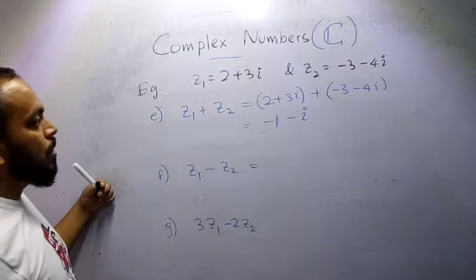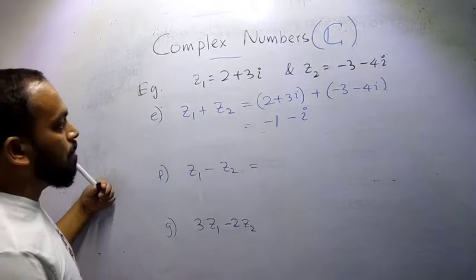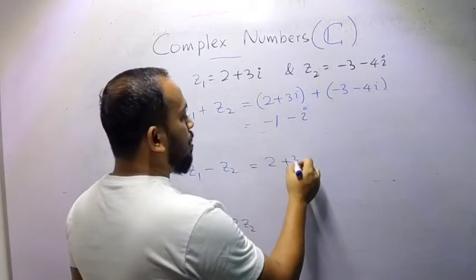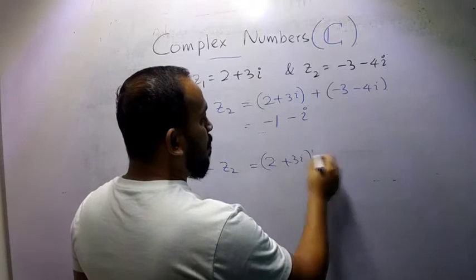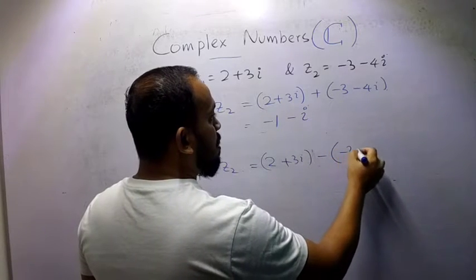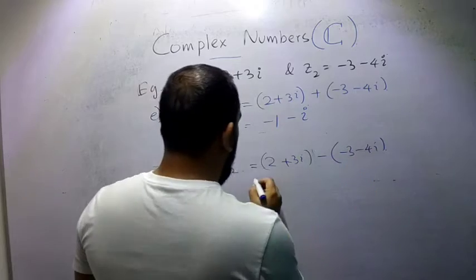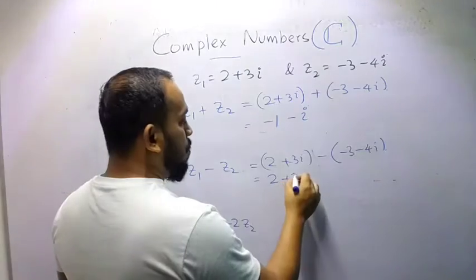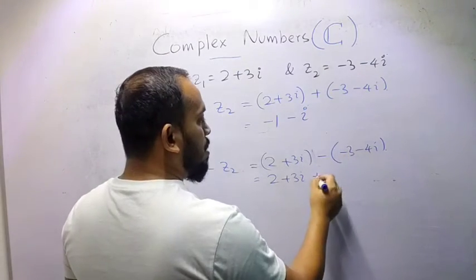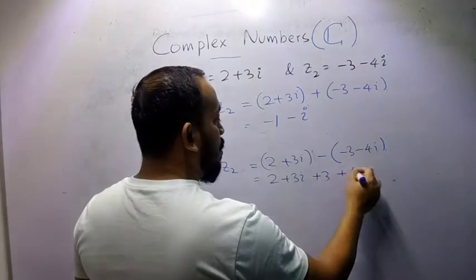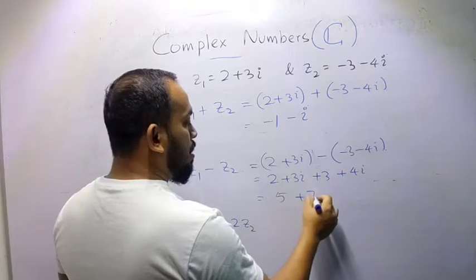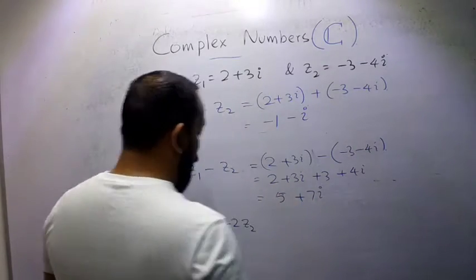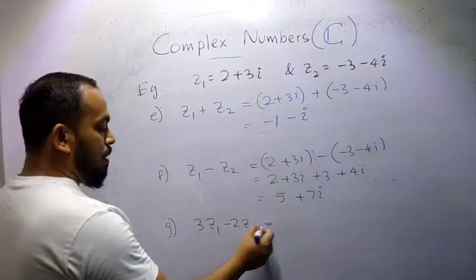Then the subtraction or the difference of the two complex numbers, 2 plus 3i minus minus 3 minus 4i. So let me write down one more step. This will be plus 3, this will be plus 4i. So this is 5 plus 7i. What about this?